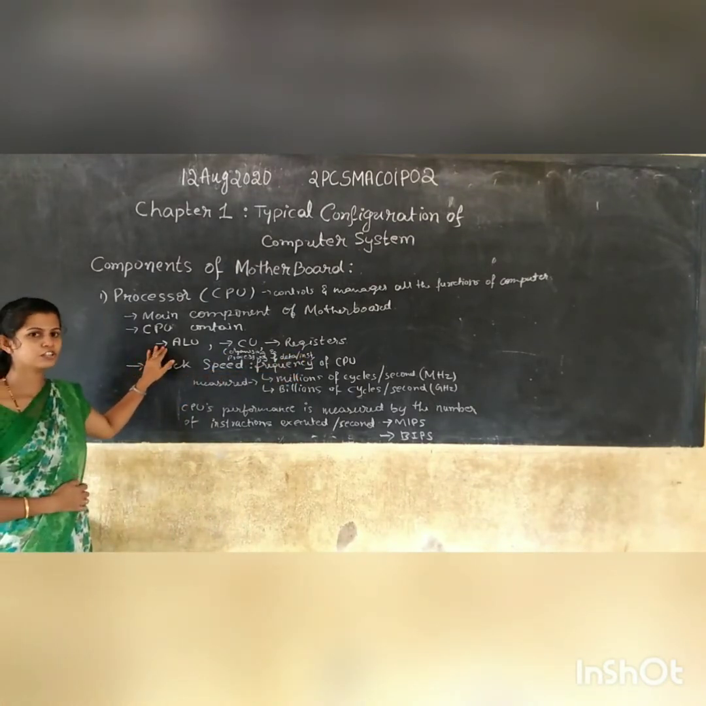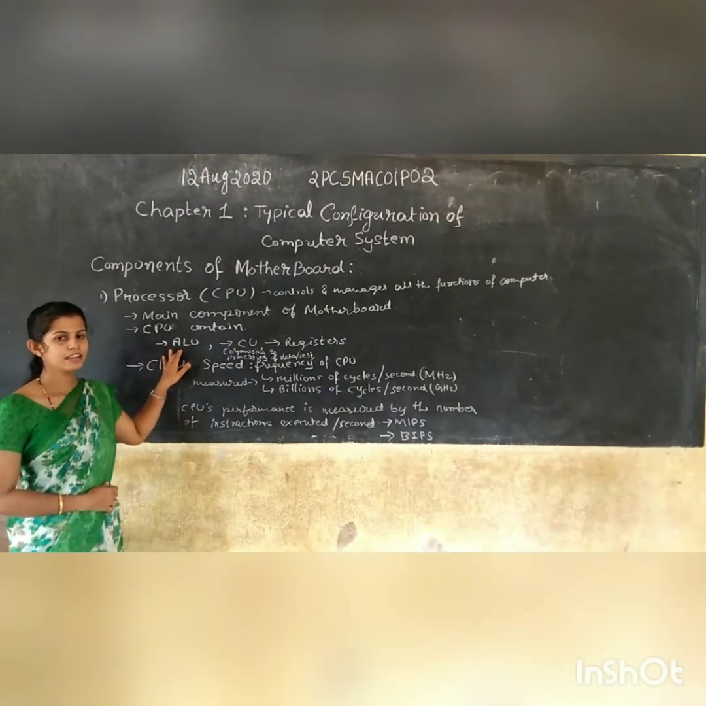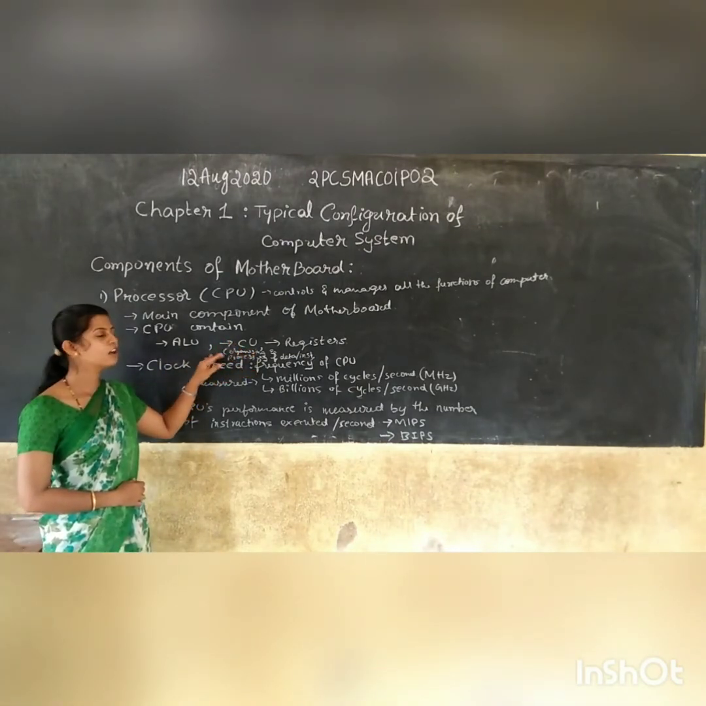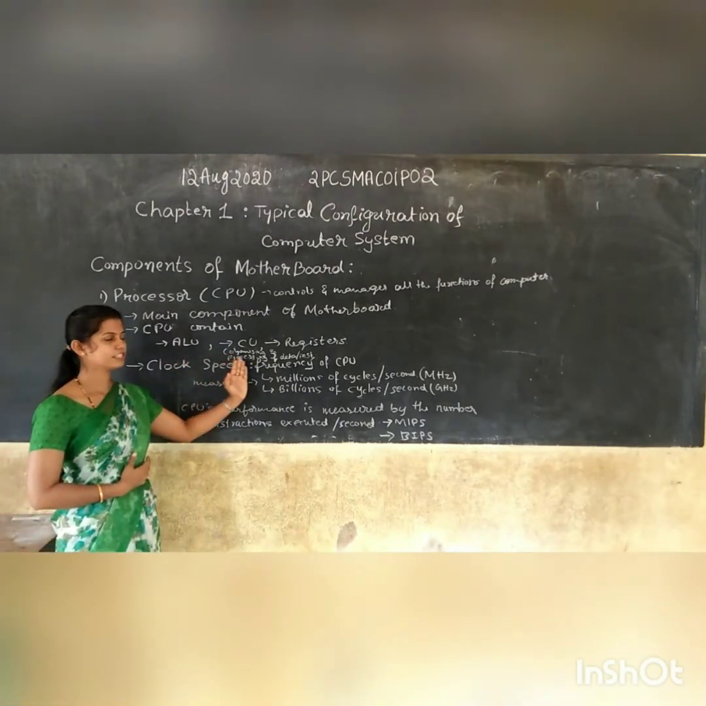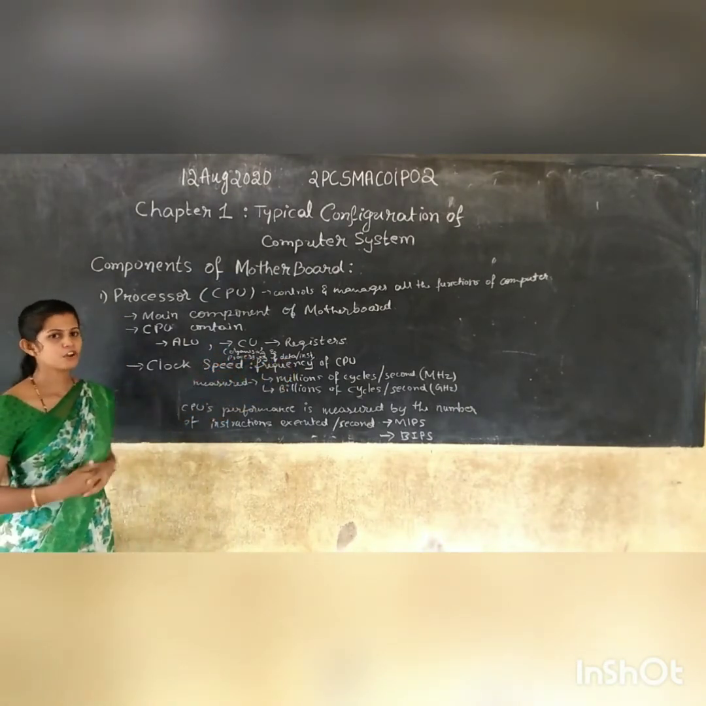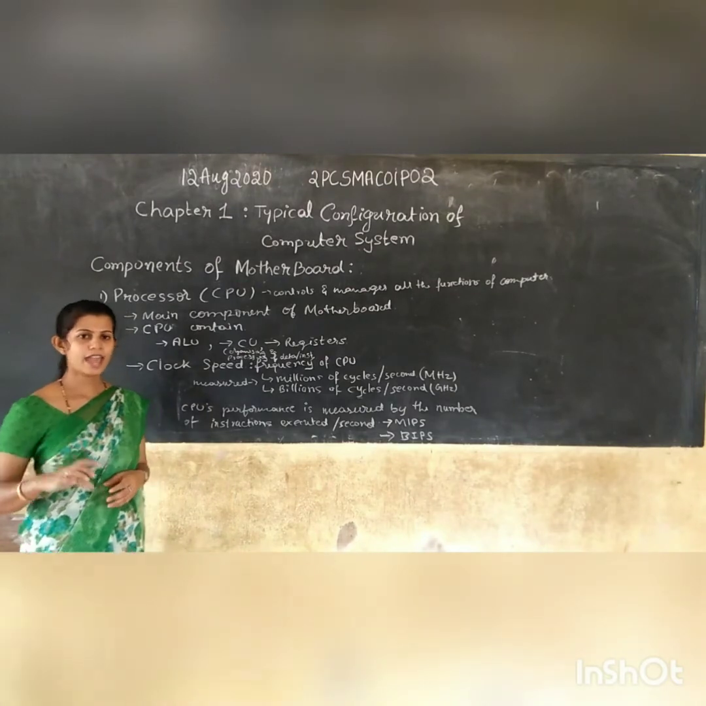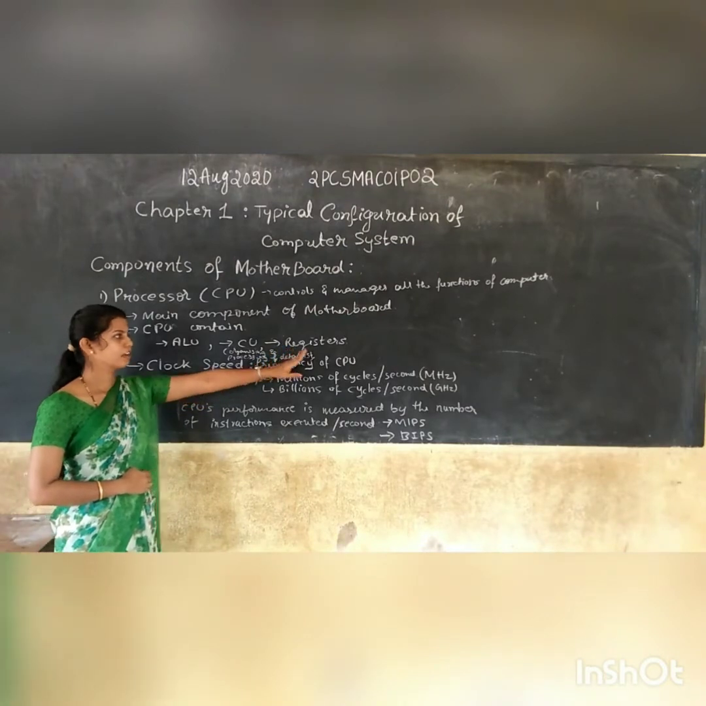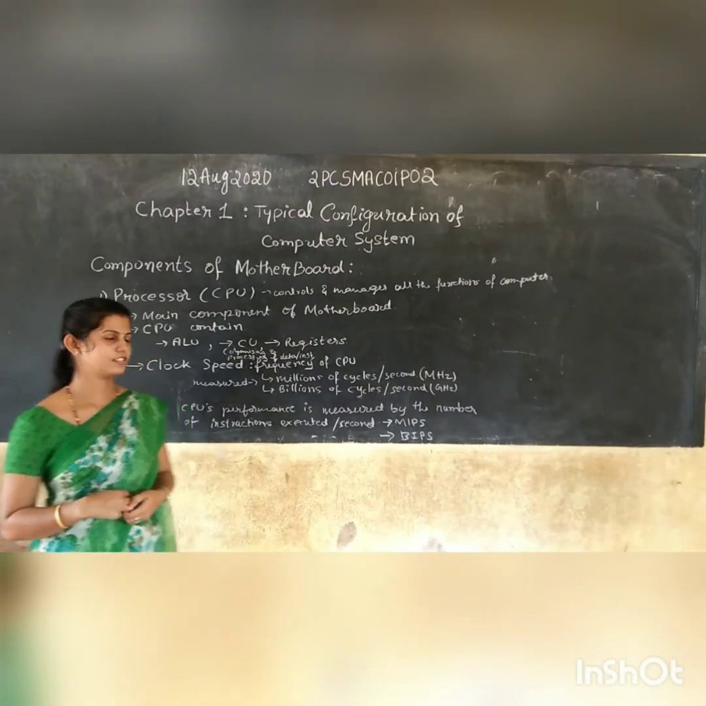And CPU contains ALU, control unit and registers. ALU, arithmetic and logical unit. It will do some arithmetic and logical operations on data and instructions. Next is control unit. Control unit controls the organizing and processing of data and instructions. Data and instructions will be organized and processed by the control unit, and it also controls and coordinates all the activities of other units of the computer. And next is registers. Registers are for temporarily holding data and instructions.